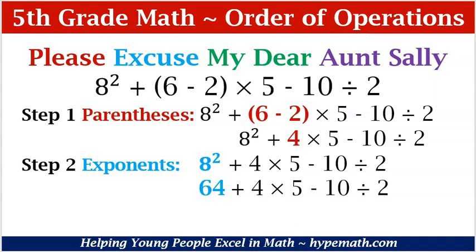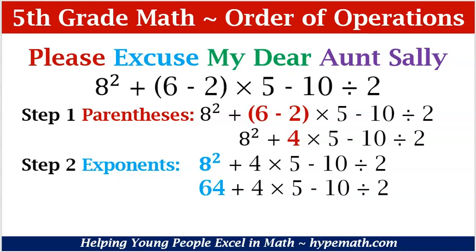Our first step is Please, or our parentheses. So in our parentheses, we see that we have 6 minus 2. 6 minus 2 is equal to 4. Now our expression is 8 squared plus 4 times 5 minus 10 divided by 2.